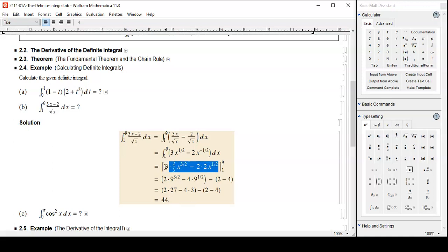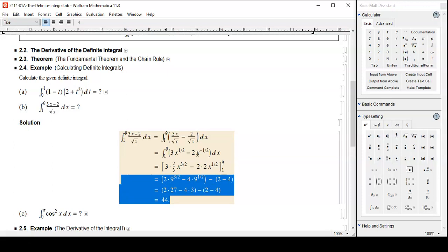Up to here, it's indefinite integral or antidifferentiation. And then this bracket with top and bottom, I'm going to plug in the top and plug in the bottom and subtract one from the other. That's the shorthand of this expression. And then in these 3 lines, indeed, that's what I did.